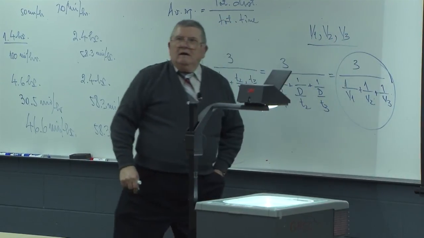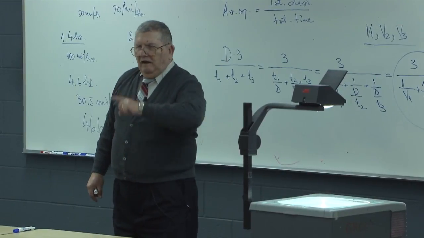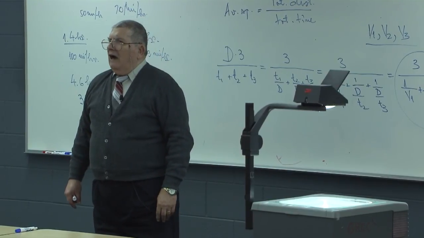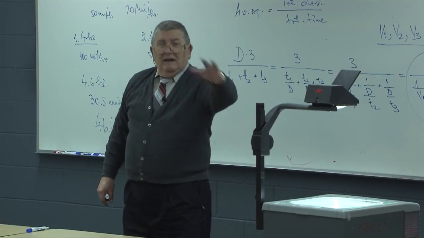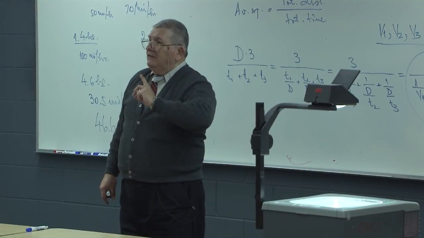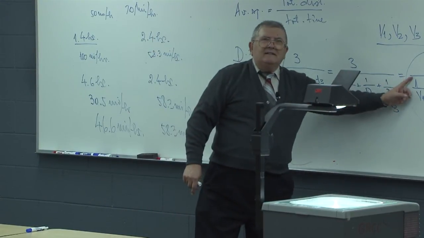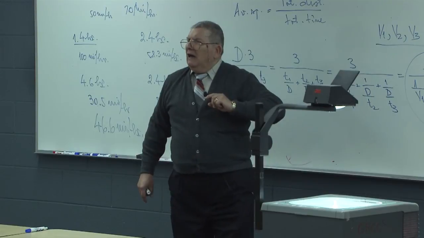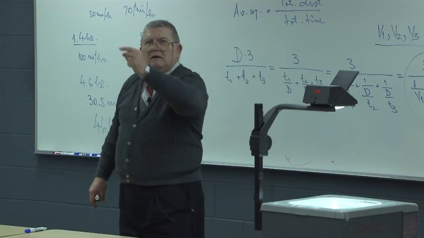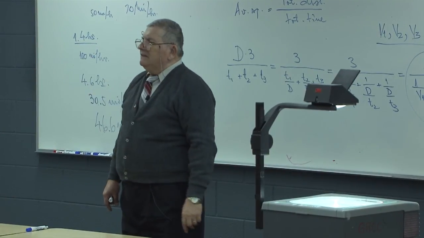So therefore, if you consider v1, v2, vn, the speeds of a car on n laps, then the average velocity is the same as the harmonic mean: n over 1 over v1 plus 1 over v2 plus 1 over v3 plus ... plus 1 over vn. Yes?